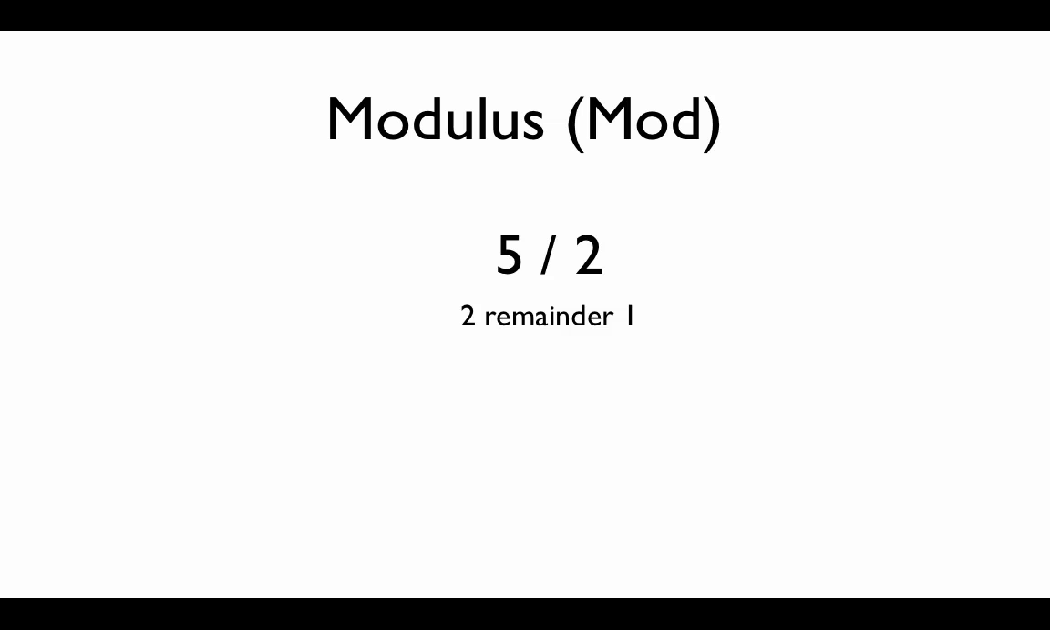Now I said that when you write 5 divided by 2, you get the 2. But what if you actually wanted the remainder of the division? Let's say I wanted to figure out what the remainder of 5 divided by 2 is, and I wanted to know that that was 1. That's where the modulus operator comes in. The modulus operator uses the percentage sign as the symbol.